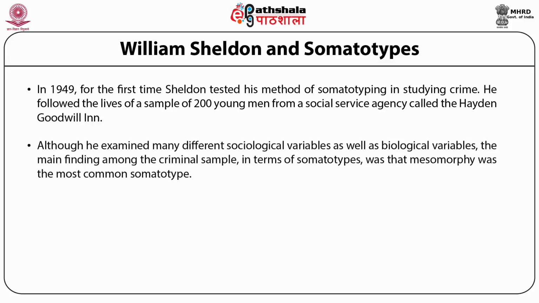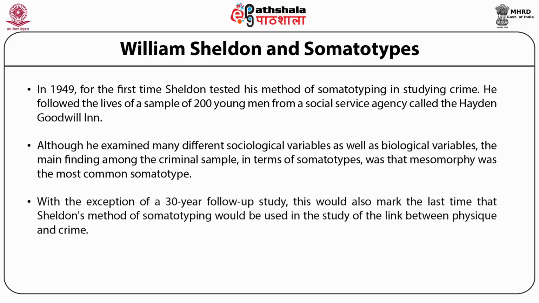Although he examined many different sociological variables as well as biological variables, the main finding among the criminal sample in terms of somatotype was that mesomorphy was the most common somatotype. Therefore, Sheldon concluded that delinquents were more inclined to being mesomorphically built. With the exception of a 30-year follow-up study, this would also mark the last time that Sheldon's method of somatotyping would be used in the study of the link between physique and crime.